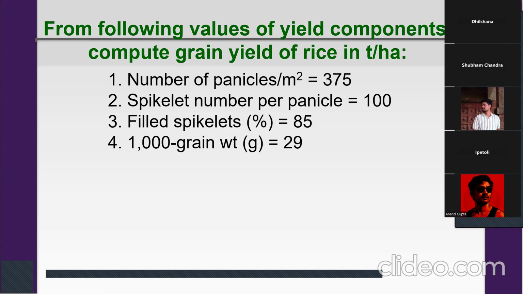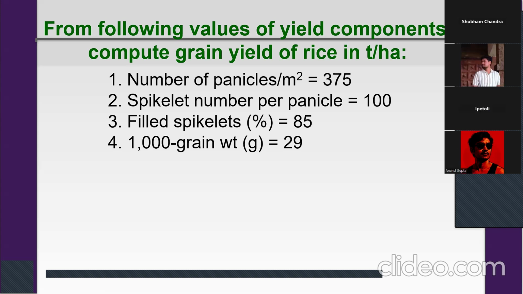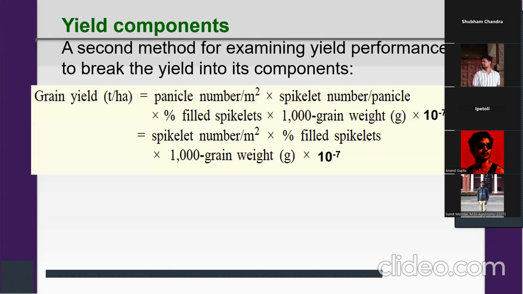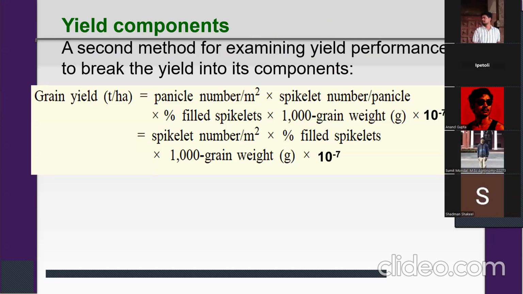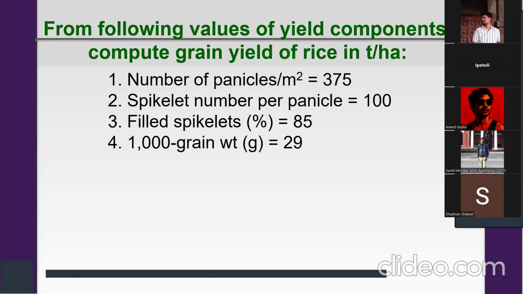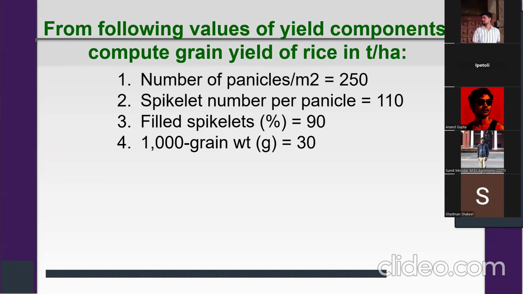375 into 100 into 85 into 29 and into 10 to the power minus 7. You will get the yield in tons per hectare. And if you have done, that is really good. Okay, so this is your home exercise. You can do it. Simply in this you need to put them. Spikelet number, or you can straightway use the first one also: panicle number per meter square into spikelet into fill into 1000 into 10 to the power minus 7. So these two exercises you can practice yourself.